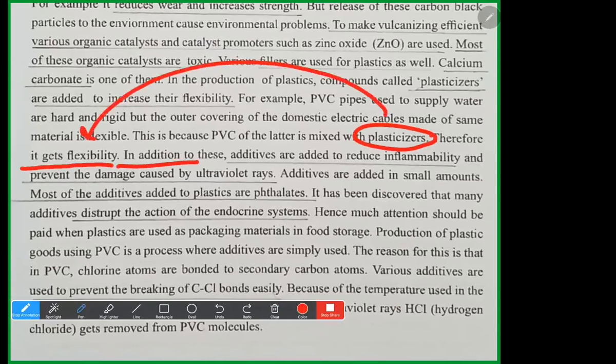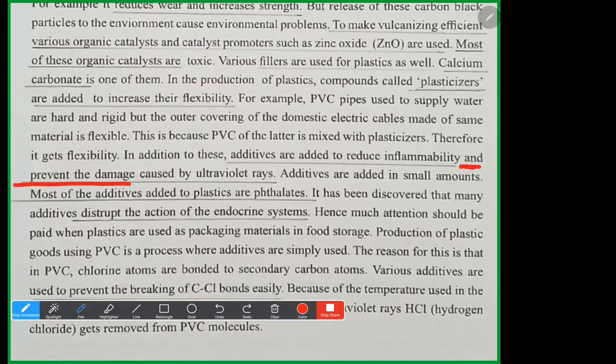In addition to these, additives are added to reduce inflammability, not catching fire, and to prevent the damage caused by UV or ultraviolet rays. Additives are added in small amounts. Most of the additives added to plastics are phthalates, but phthalates are really poisonous. That's why you cannot use plastic.